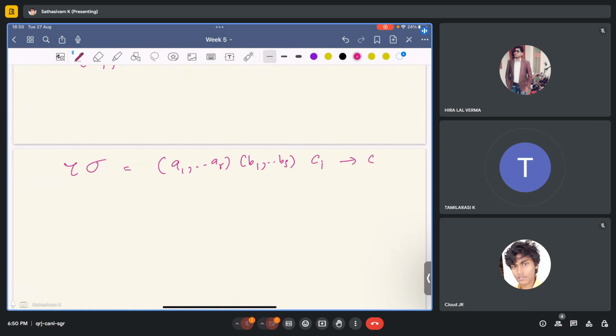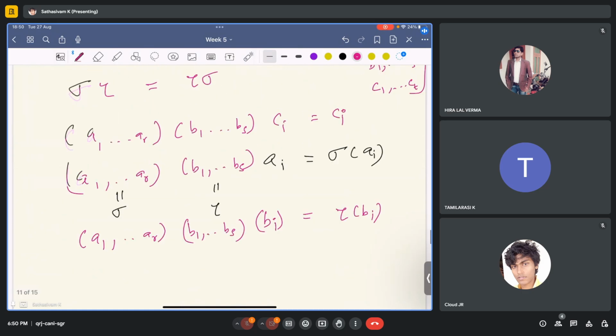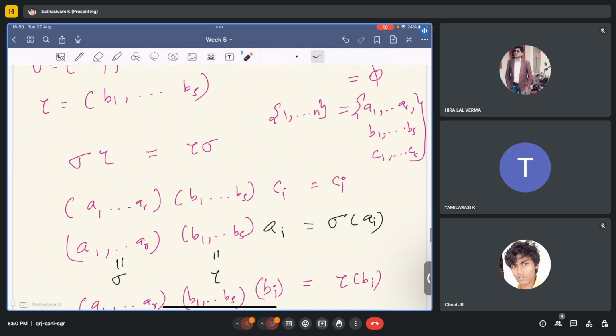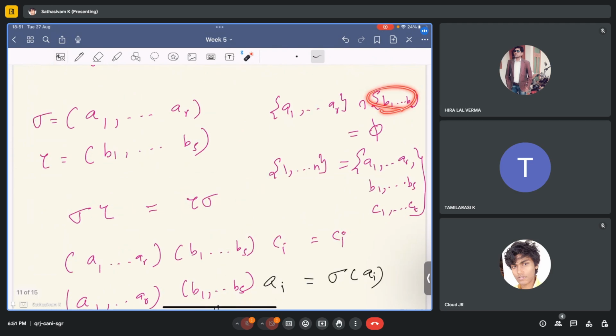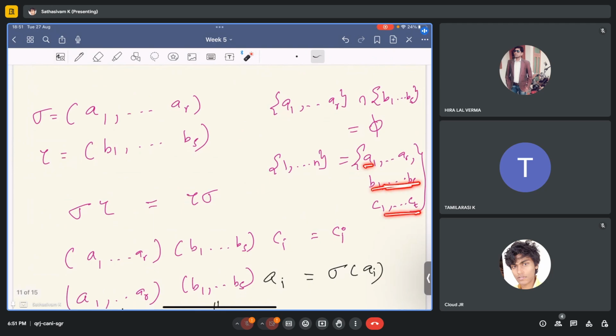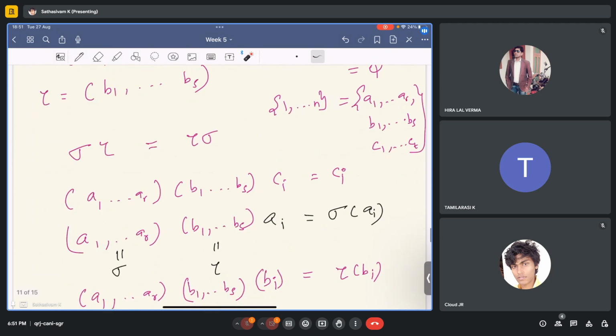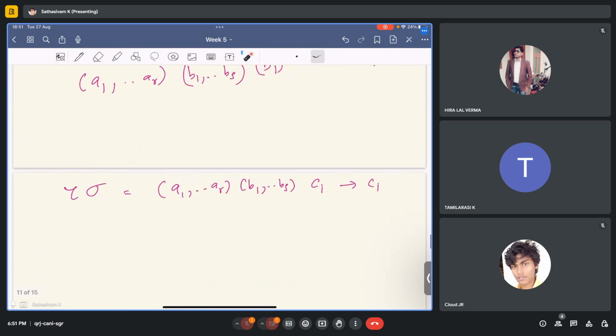CA goes to CA itself, right? Why? Because CA is not inside any of these. This cycle only permutes the elements which are inside this b1 to bs. It does not do anything to any other element. So since CA is not inside this as well as this, none of these permutations do anything to the CA. So the CA will remain the same.